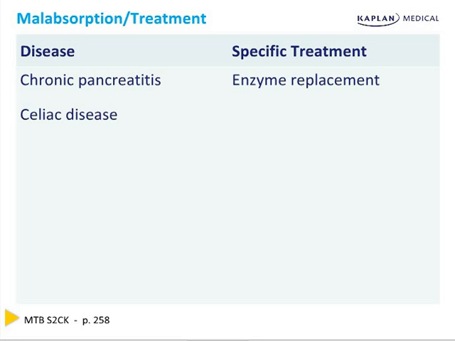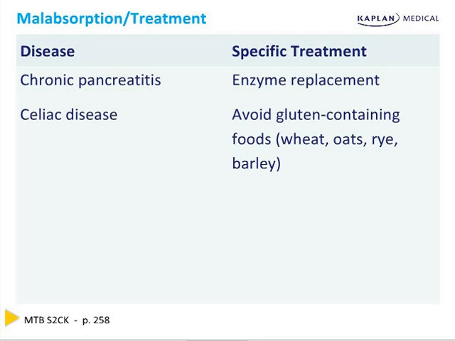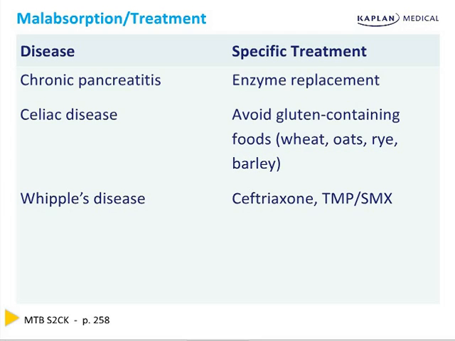For those patients with celiac disease, the treatment is to avoid gluten-containing foods such as wheat, oats, rye, and barley. For Whipple's disease, we treat them for a very long time, up to a year in some cases, with ceftriaxone or trimethoprim sulfamethoxazole, which is also known as Bactrim. For tropical sprue, we do the same thing. We consider Bactrim or tetracycline for a very long extended course.